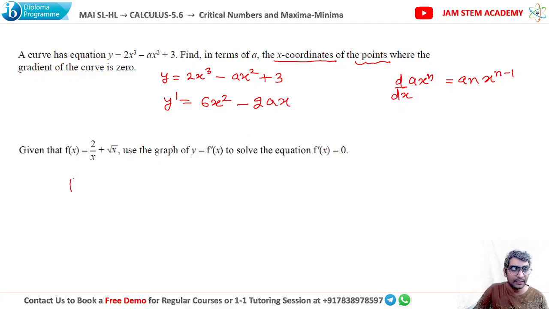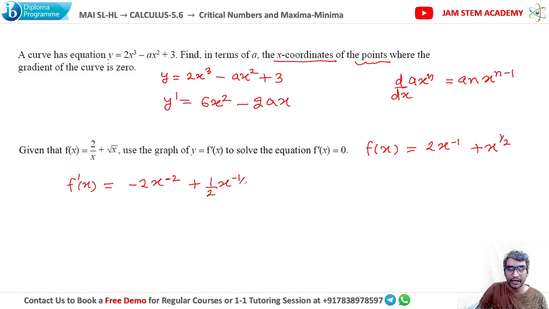So for this part, let's find f prime x first. For f prime x, we need to rewrite the given expression in the standard form, which is 2 times x to the negative 1 plus x raised to the power 1 by 2. So f prime x is, using the derivative rules, negative 2x to the negative 2 plus half of x to the negative half. Now put this equal to 0 as mentioned in the question.